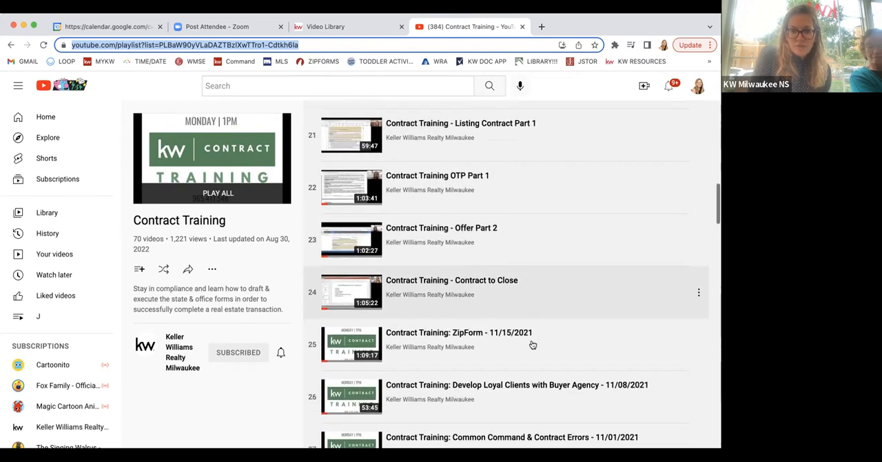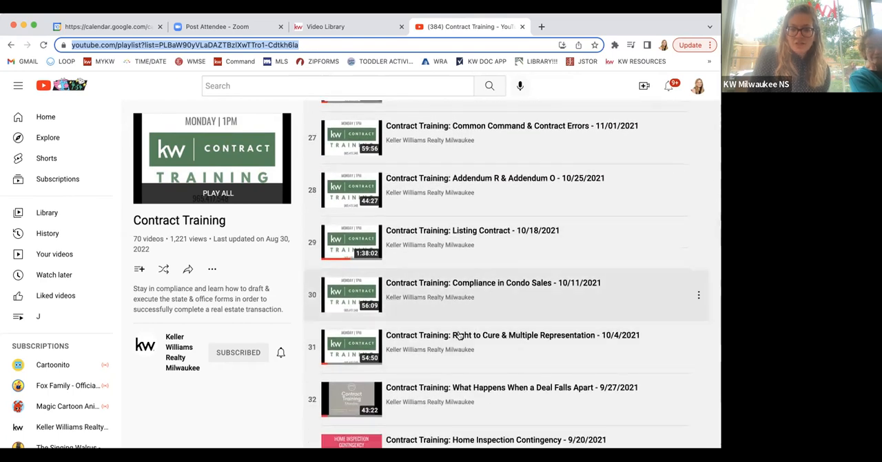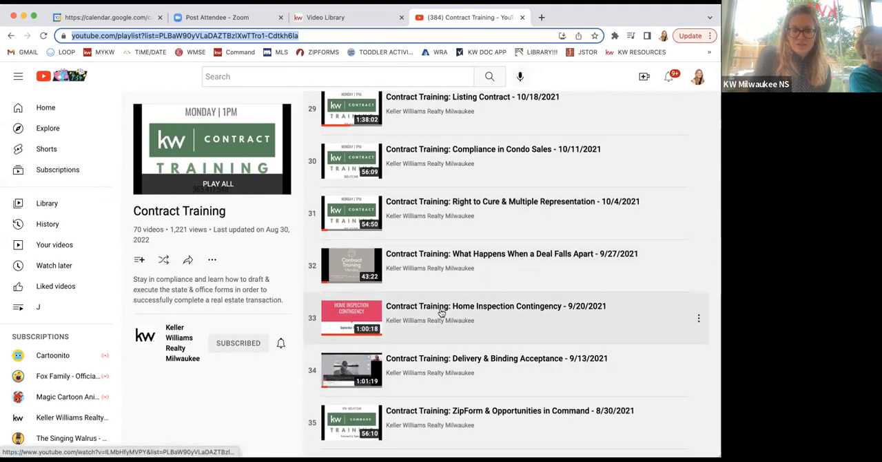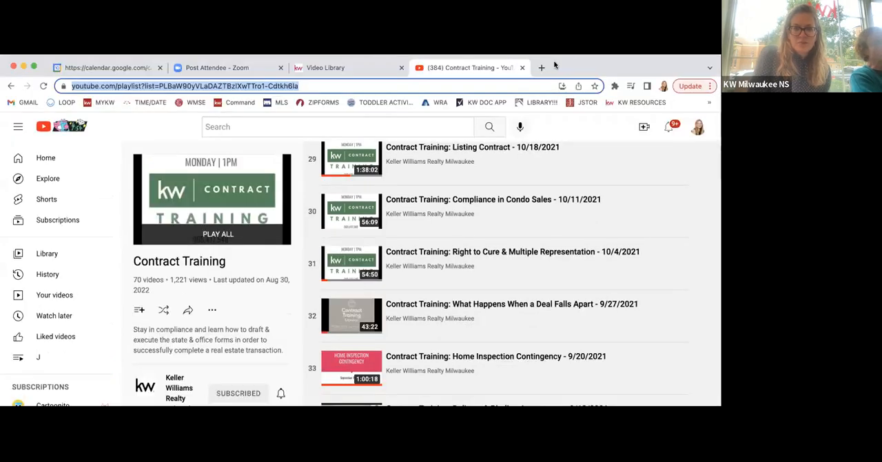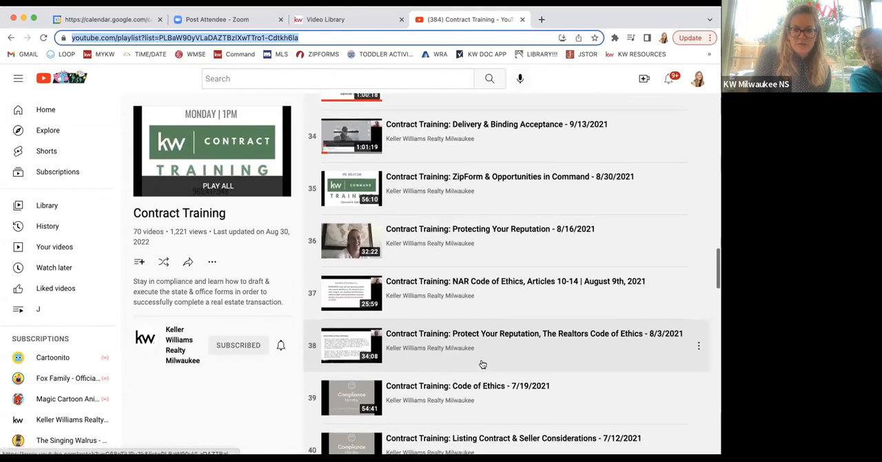There is one that I would really love to point out, right to cure. So that concept of who is given the ability to kill the deal, depending on who has right to cure. This is, I think, a really good training. And then also the concept of multiple representation. We're focusing on the 2 hardest concepts when it comes to our offer to purchase and our contracts. Another is home inspection contingency. So again, please make sure that you are using these resources and we deep dive into these, okay?